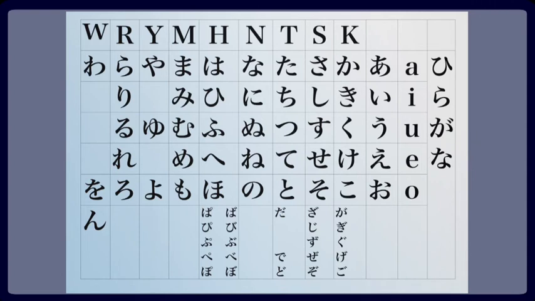Down the column a bit further, S and the E would become se. And at the bottom of the S column, we have S with the O sound, so.